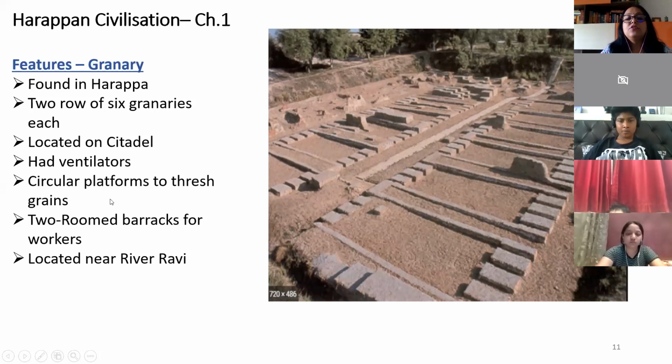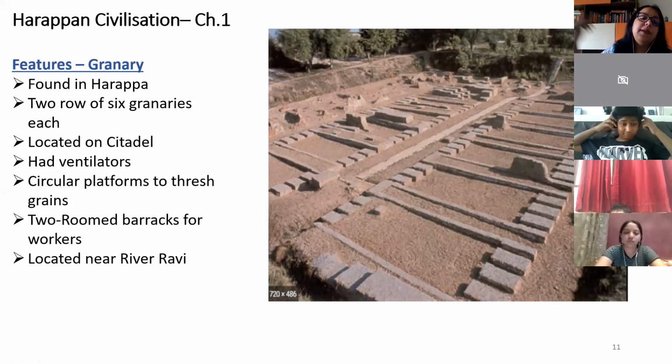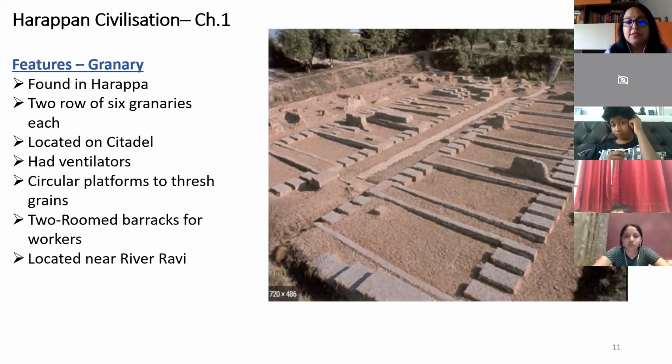Okay. Then along with this, there were 2-room quarters or barracks. Barracks is nothing but small rooms. So rooms were there for workers who did all this threshing. Then where was this located? Close to the rivers, because not everything was produced in every city. Now suppose they were buying grain from another city, it will come in boats.